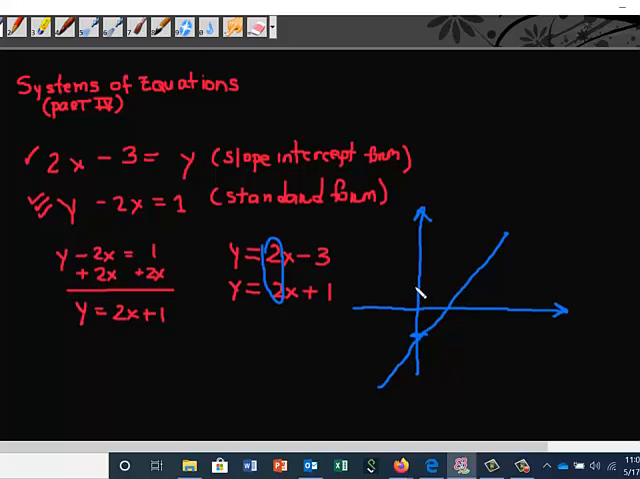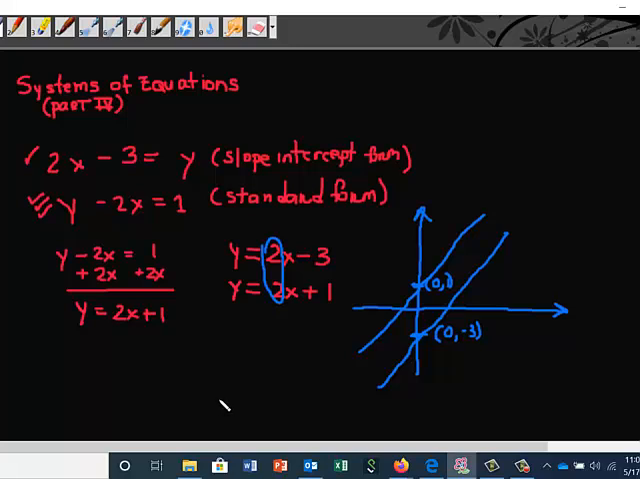Here you have the y-intercept. Here in the other equation it is 1. So this is 0, -3. And then this is going to be 0, +1. So the slopes are the same. So the steepness is the same. And this is what we have right here.